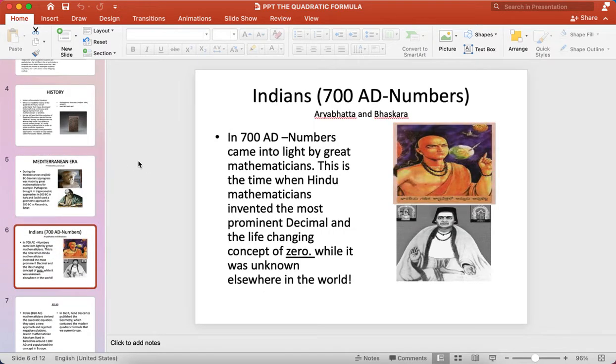And these are the Indians. In 700 AD, numbers came into light by great mathematicians. This is the time when Hindu mathematicians invented the most prominent decimal and the life changing concept of zero, while it was unknown elsewhere in the world.